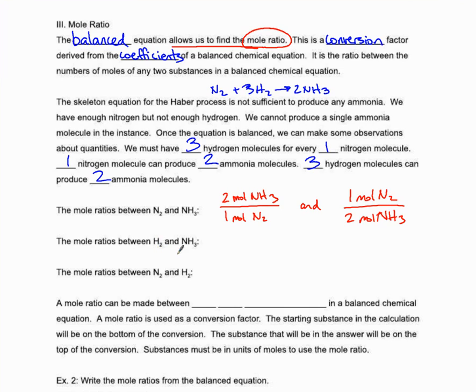The mole ratio is between hydrogen and ammonia. So look at the coefficients. For every 2 moles of ammonia produced, we need to have 3 moles of hydrogen. And the reverse of it, 3 moles of hydrogen are required to make 2 moles of ammonia.